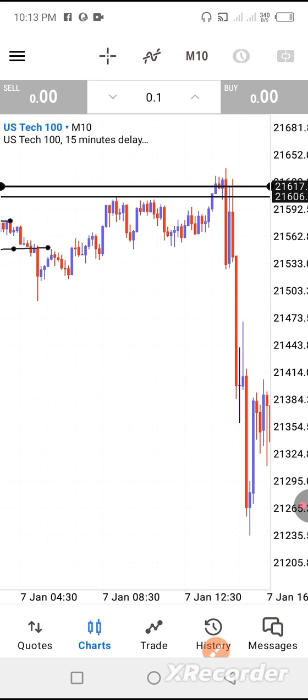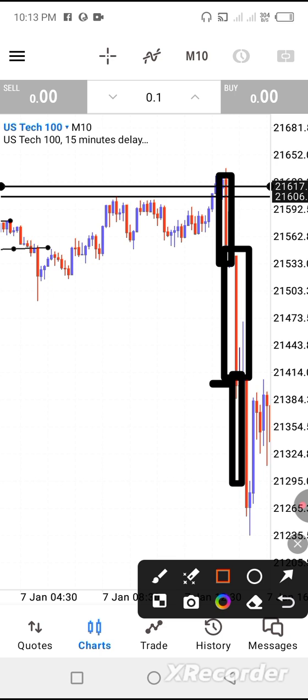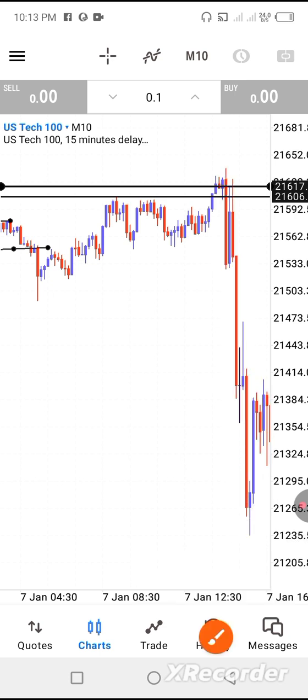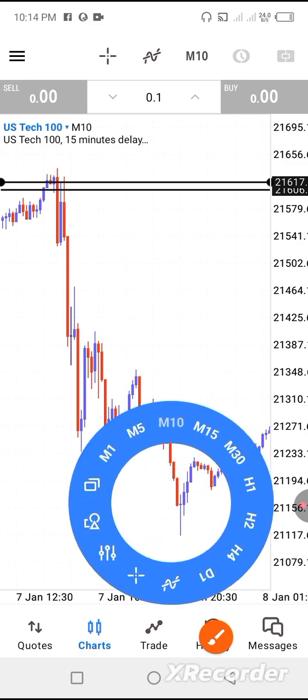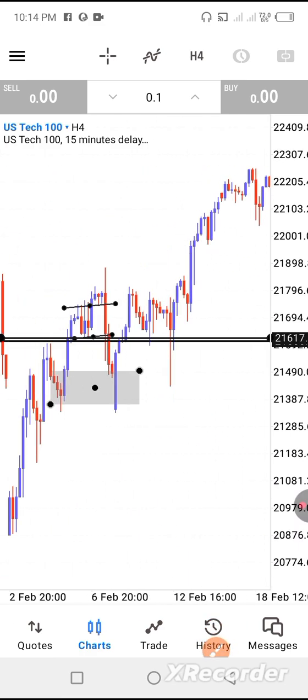When did you see that the bears were in control? Look at this bearish engulfing candle. You can see this engulfing candle. This signifies that the market is about to sell. And when the market starts selling, what did you see? Look at this movement, straight. Okay, guys, look at this. And your TP was hit.